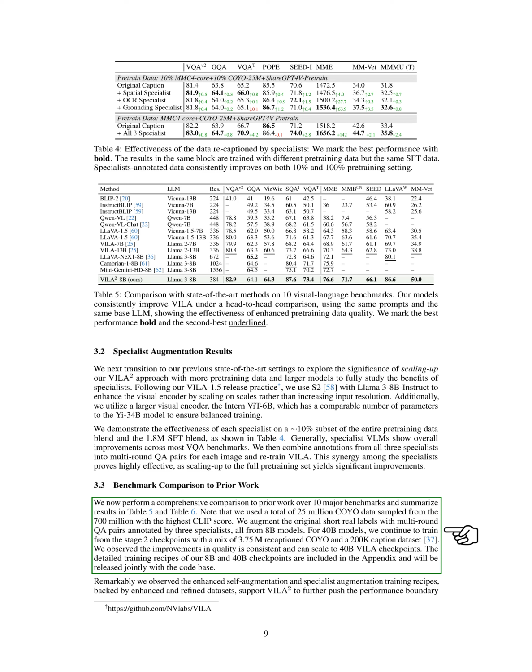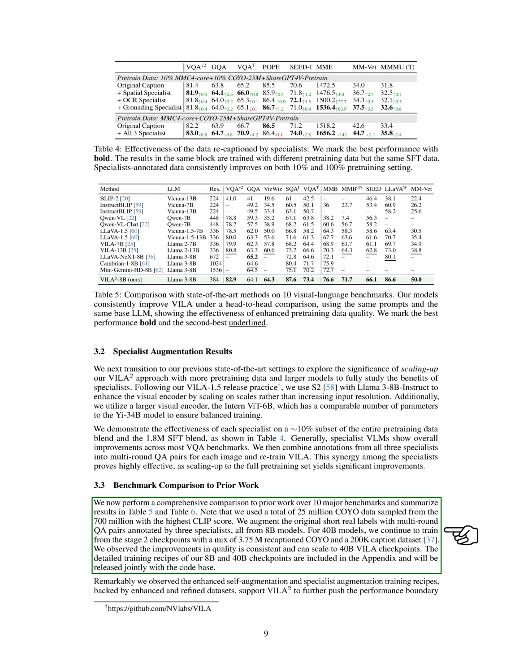We note that we used a total of 25 million COYO data samples taken from the 700 million with the highest CLIP scores. We enhance the original short reel labels with multi-round question-answer pairs annotated by 3 specialists, all derived from 8B models. For the 40B models, we continue training from the Stage 2 checkpoints using a mix of 3.75 million recaptioned COYO data and a 200,000 caption dataset. We observe consistent quality improvements that can scale to the 40B VILA checkpoints.